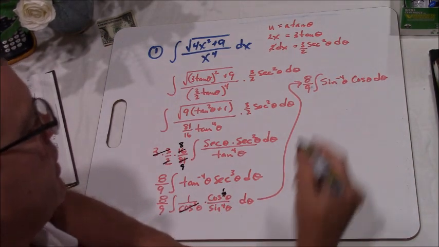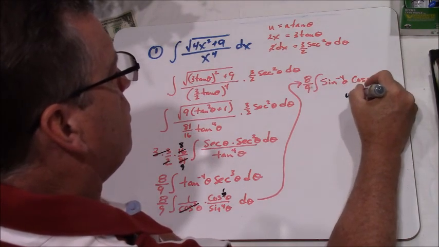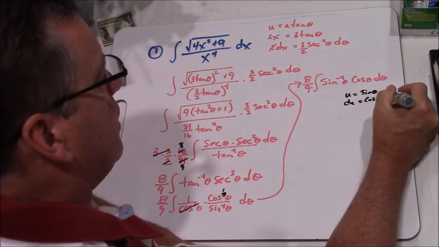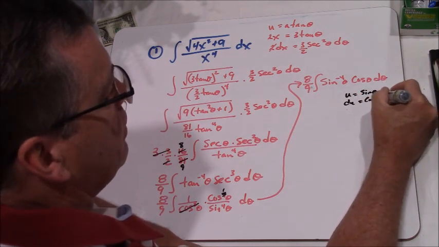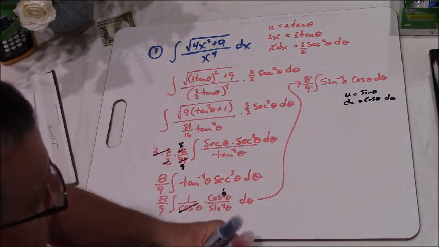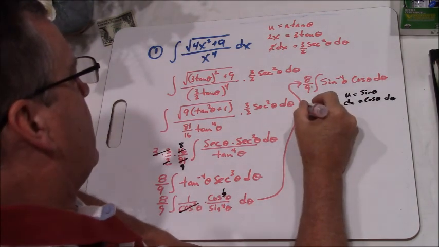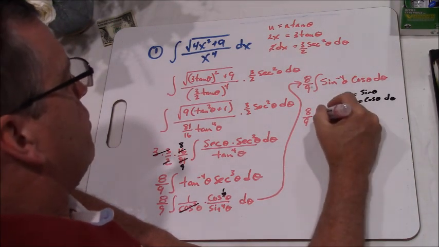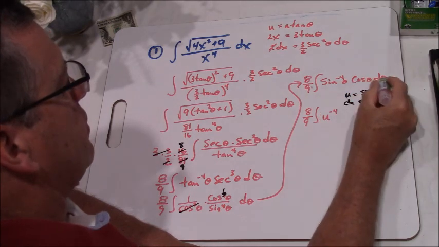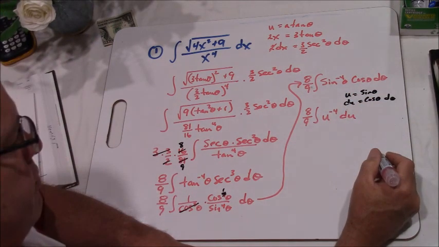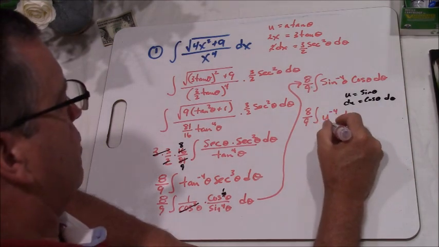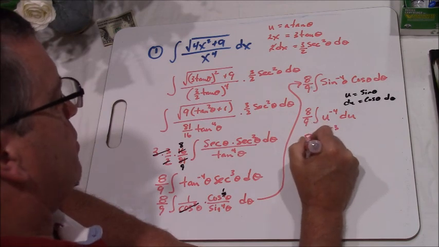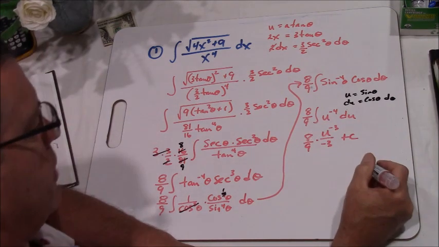So if I let u equal sine theta, then du would equal cosine theta times the derivative of the angle, which is 1, and I just took the derivative of theta. So I now have 8/9 times the integral of u to the negative 4 du. And so add 1 to the exponent, I get u to the negative third. Divide by negative 3, still multiplying by 8/9, and then plus c.